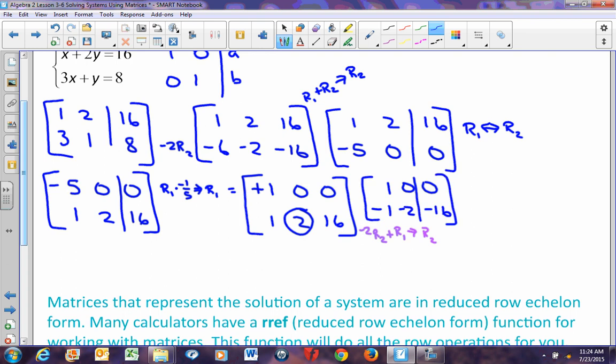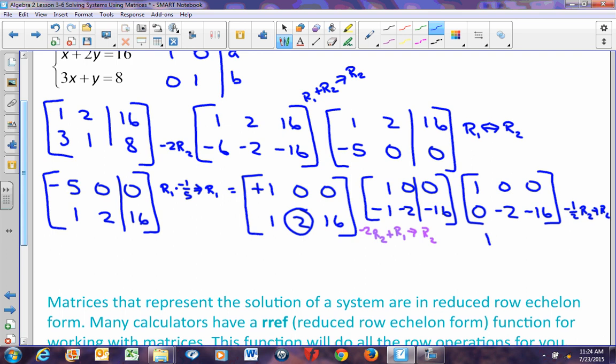I'm going to add them now, give me a new row 2, so I'm going to have a 1, 0, 0. If I add these two together, negative 1 and 1 is 0. 0 and negative 2 is still negative 2, and 0 and negative 16 is negative 16. So I have now 1, 0, 0, negative 2. Last thing I need to do is get rid of that negative 2 and have it become a positive 1. To do that, I'm going to multiply everything by negative 1/2. Negative 1/2 row 2 to give me a new row 2.